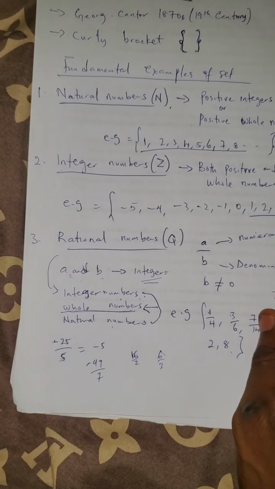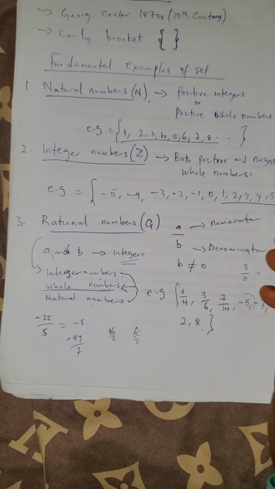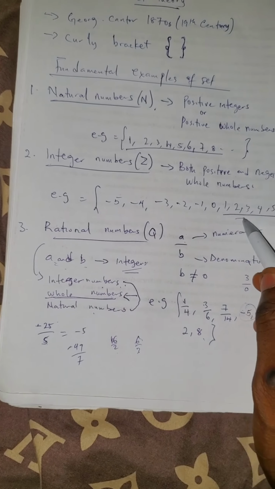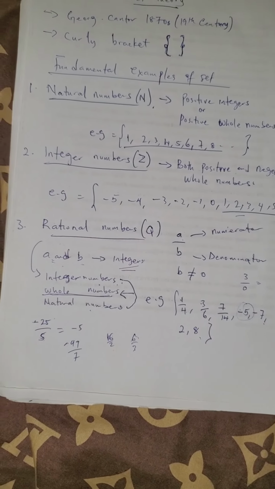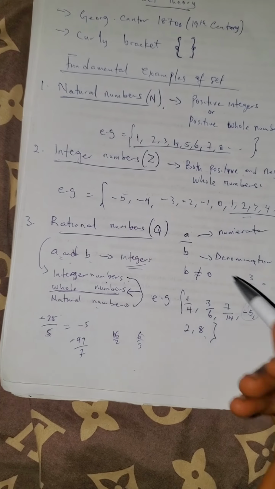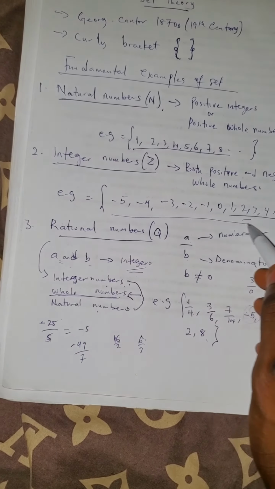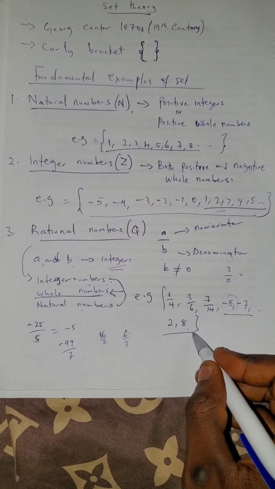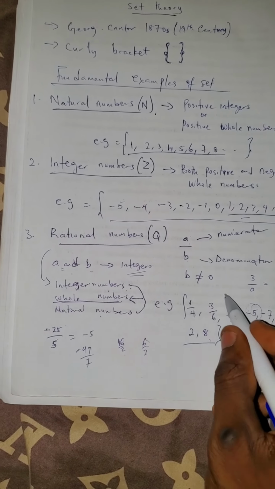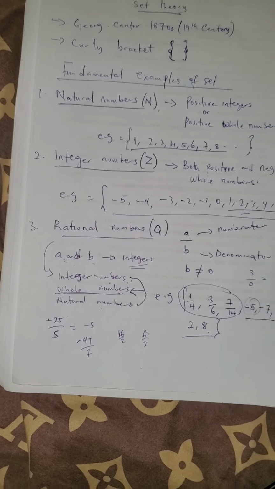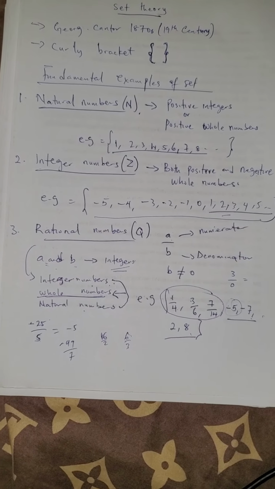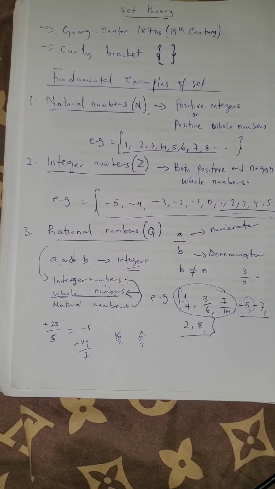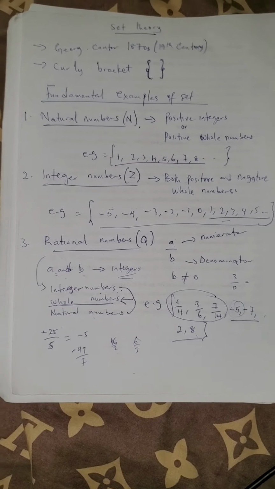But don't forget that all the members of the natural numbers can be found in integer numbers. Now can you notice that all the members of the integer numbers can be found in rational numbers? But an example of this one cannot be found in this. Are we all together? Cannot be found in this.